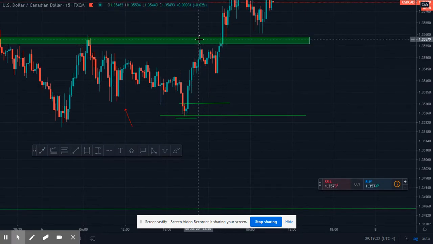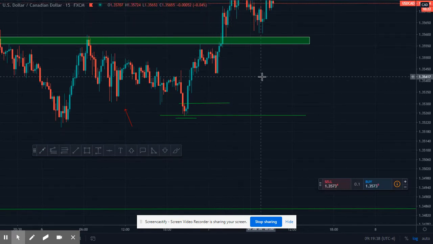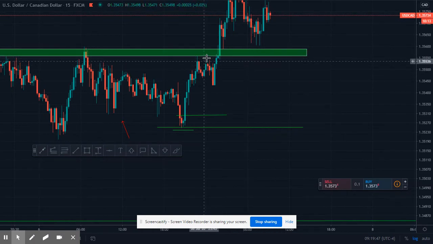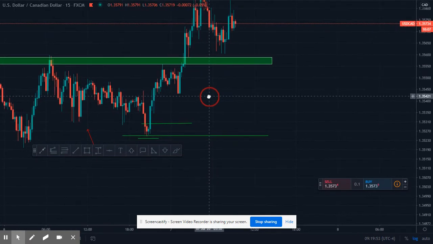We got up here, then we got a nice little rejection, then we got another correction, and then we went up to the upside. All right. Targets were hit. Okay. Now here's the beauty. Look at this pullback. Where did the pullback occur? Like, where did it come? Okay.